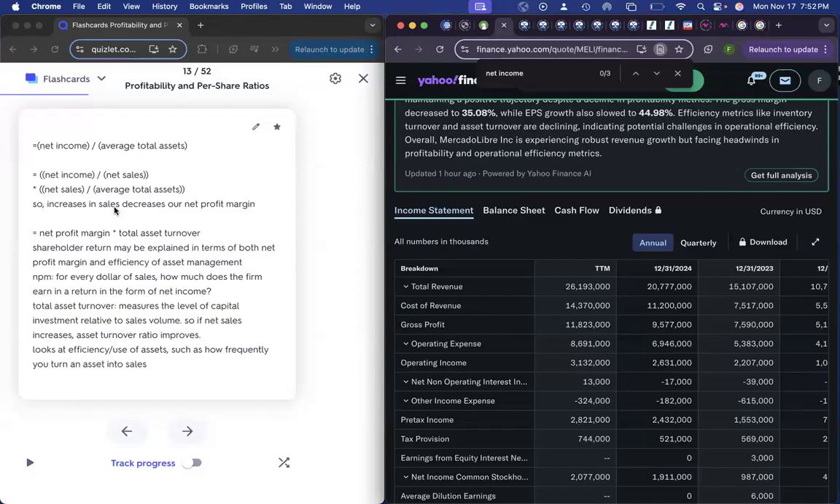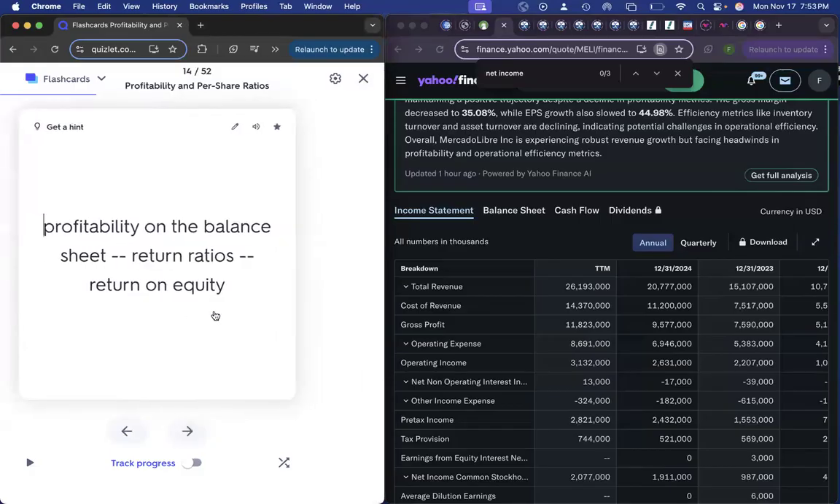Oh, okay, so that explains before. Net income divided by net sales times net sales divided by average total assets: increases in sales decrease our net profit margin. When we look at the efficient use of assets, total asset turnover looks at how frequently you can turn an asset into sales.